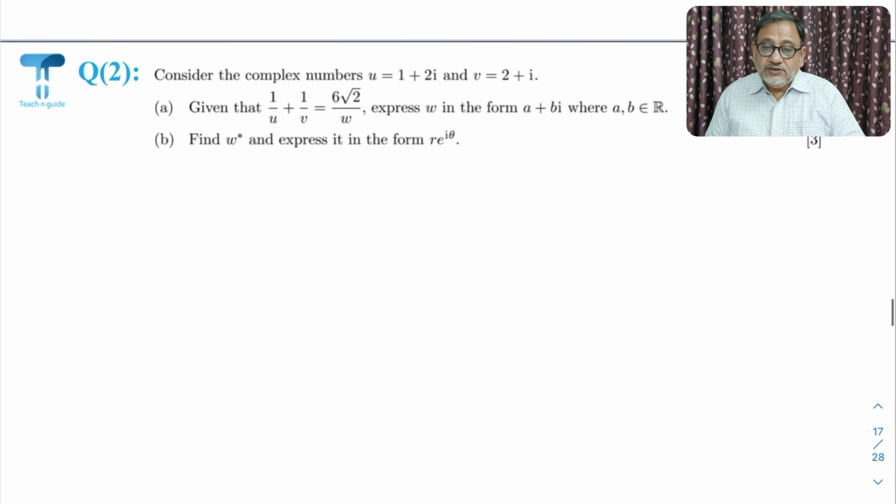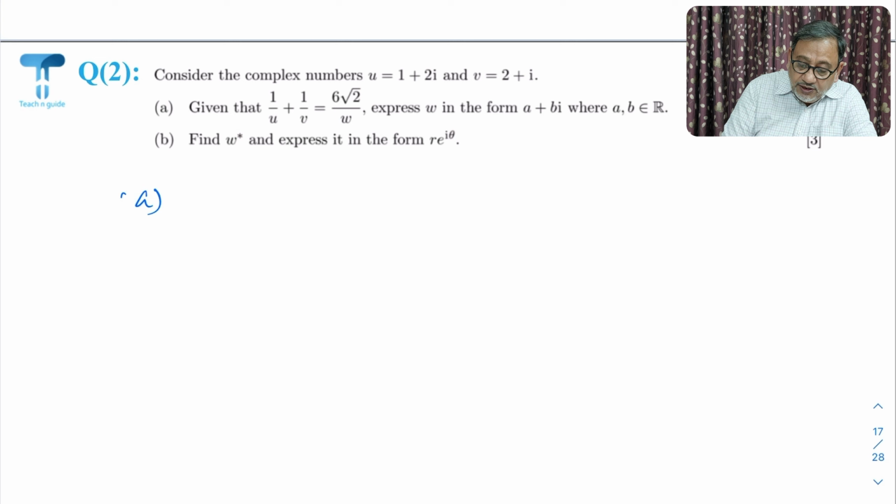So I'll go to question number 2, right? In question number 2, read it carefully. It says u is equal to 1 plus 2i and v is equal to 2 plus i. Okay. So given that 1 upon u plus 1 upon v is 6 root 2 by w, express w in terms of this. So we will start with the right hand side in the answer, A part.